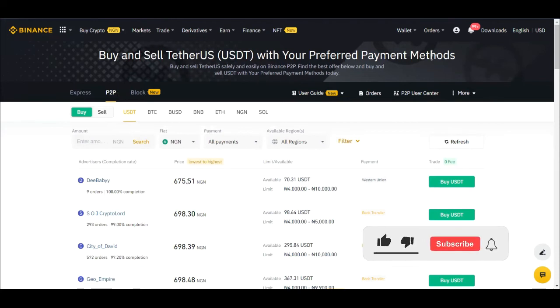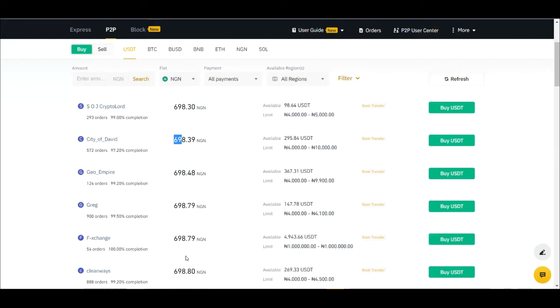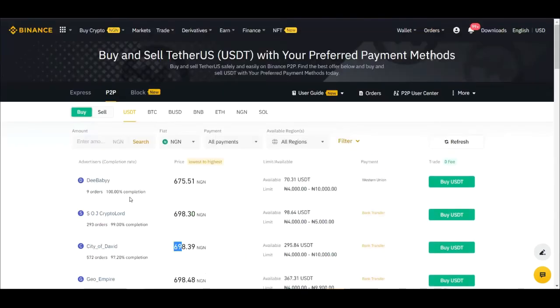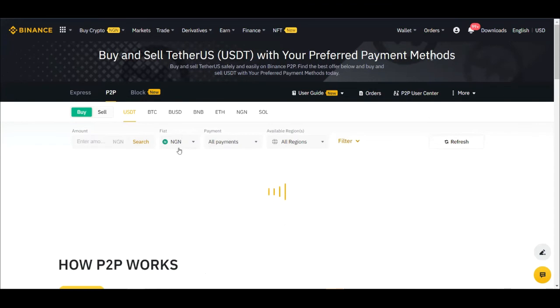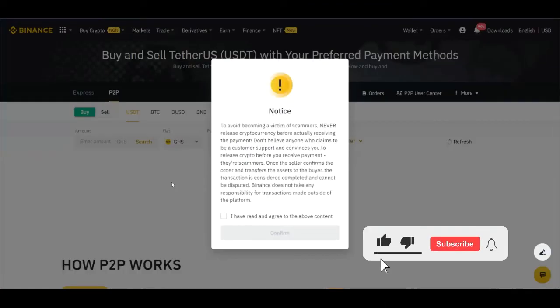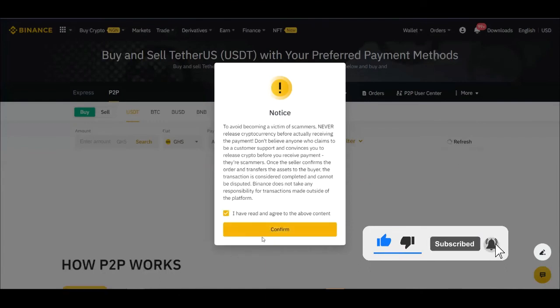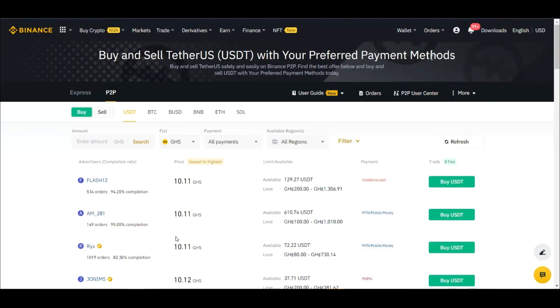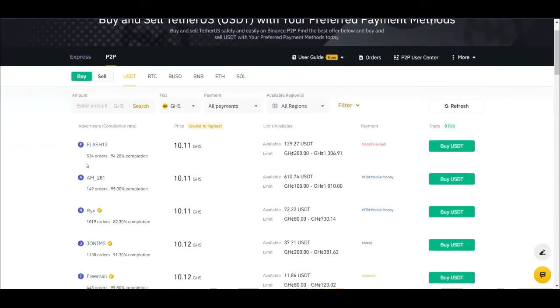Now, currently, this is what people are selling USDT for: 675, 698, and it goes on that way, 670 and so on. This is what people are ready to sell. You want USDT right now. This is for Naira, as you can see here. Now, if I go ahead and change this to Ghana cedis, you're going to get this. It has even increased. Right now, one USDT is selling for 10.11 Ghana cedis.